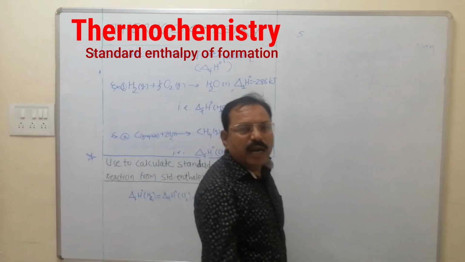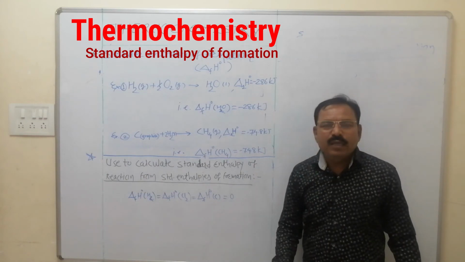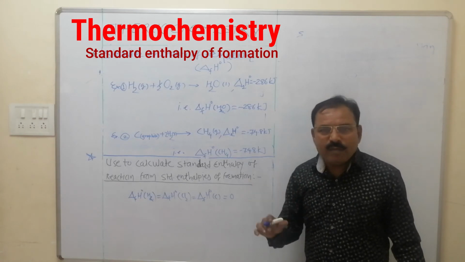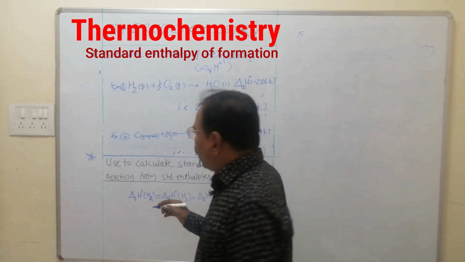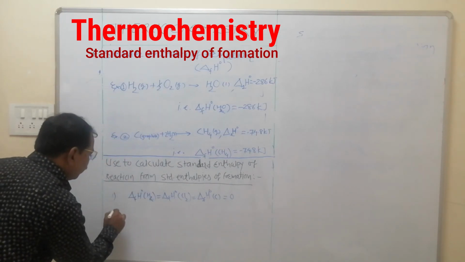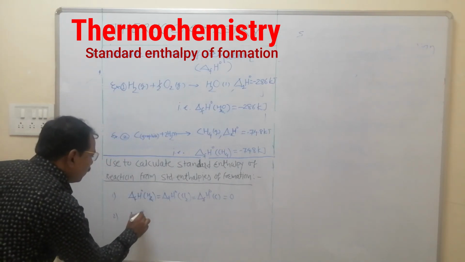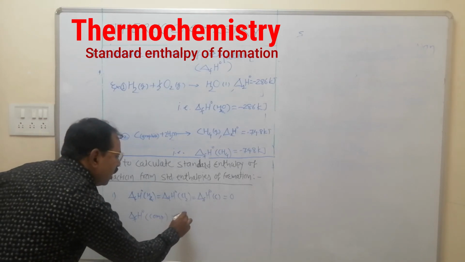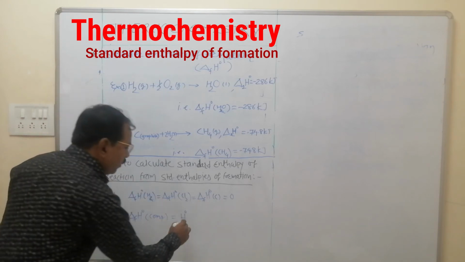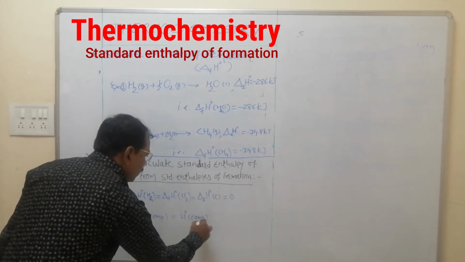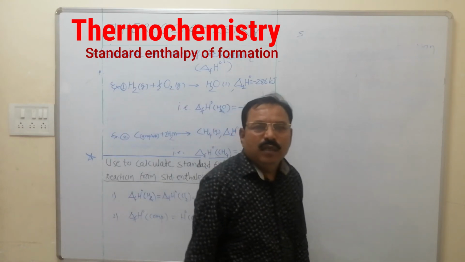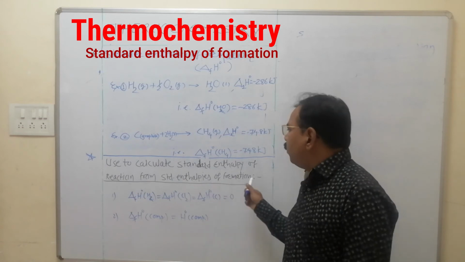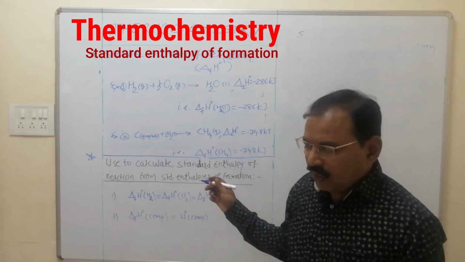Second term, the standard enthalpy of formation of a compound is equal to its standard enthalpy. That is the standard enthalpy of formation of a compound is equal to the standard enthalpy of a compound. These are the two terms. Now we can see the use to calculate the standard enthalpy of reaction from standard enthalpies of formation.